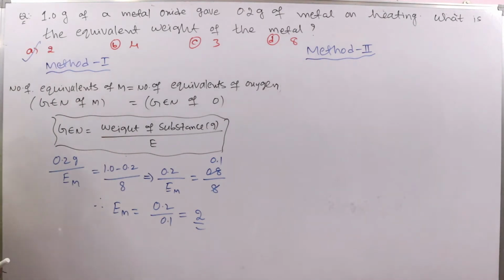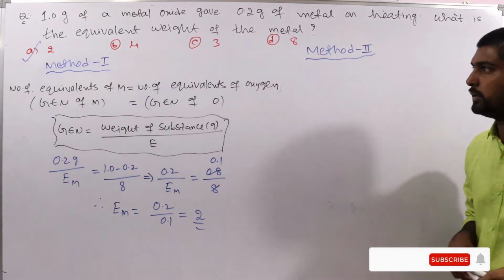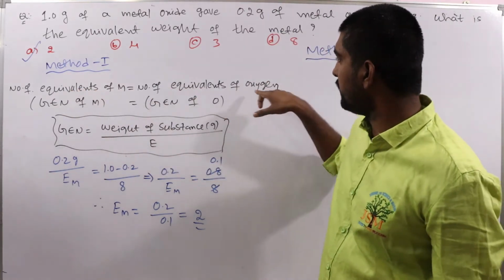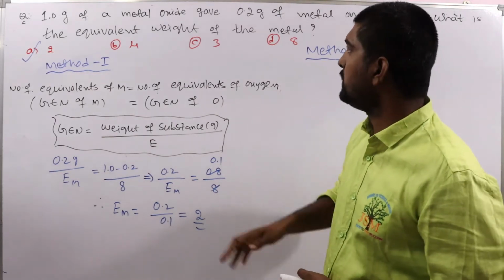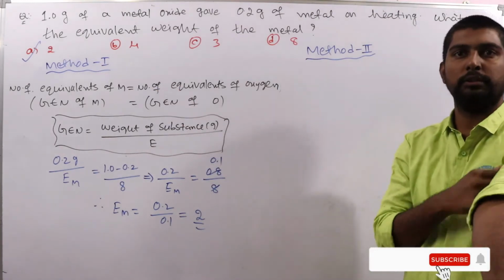So what is the answer here? Option A. Clear? So once again, what we have to do in this type of model problems: number of equivalents of metal equals number of equivalents of oxygen, because metal oxide is giving metal. In this type of problems, use this one.